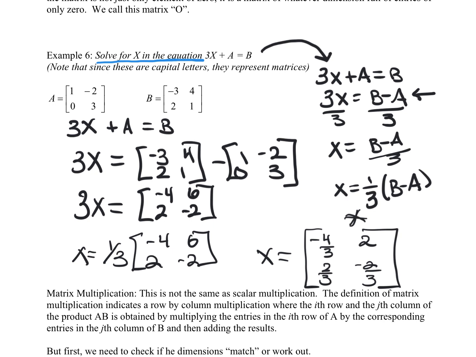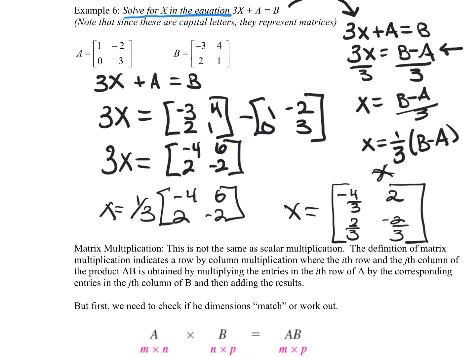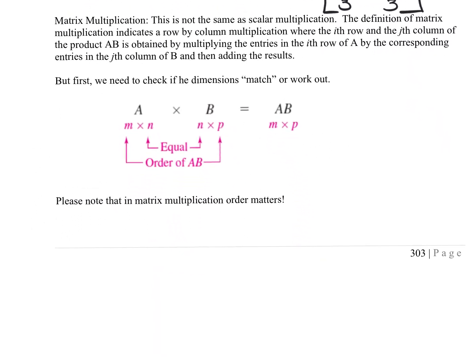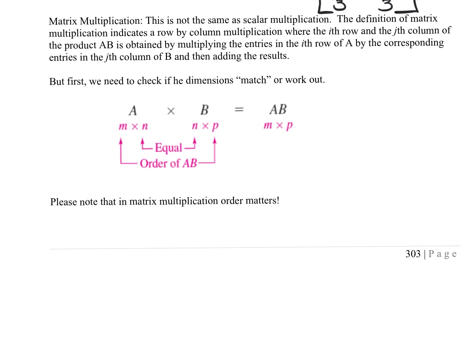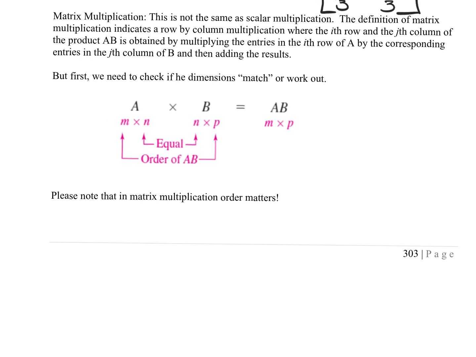So up until this point, we have been adding and subtracting matrices and solely multiplying by what's called a scalar. Now we're going to do some matrix multiplication. When we added and subtracted, we had to make sure the dimensions matched. And now when we multiply them, we need to make sure that the interior dimensions match.